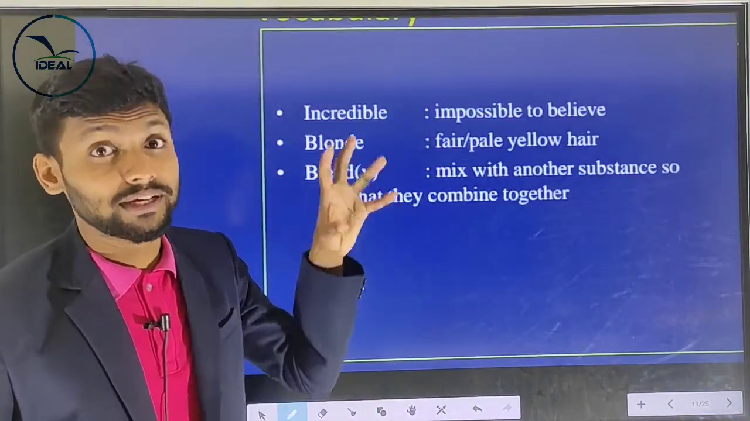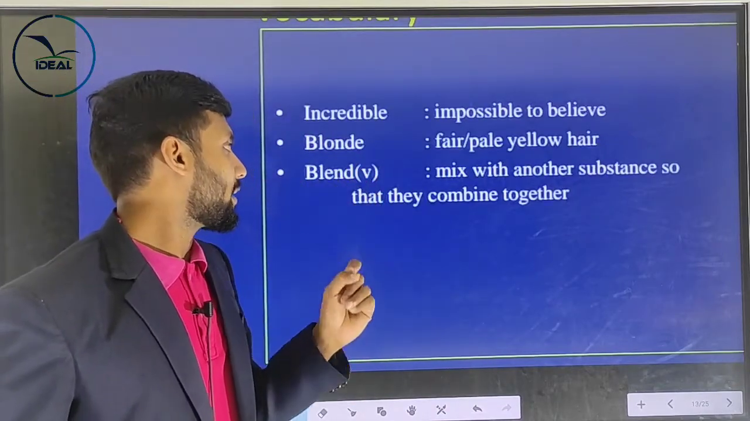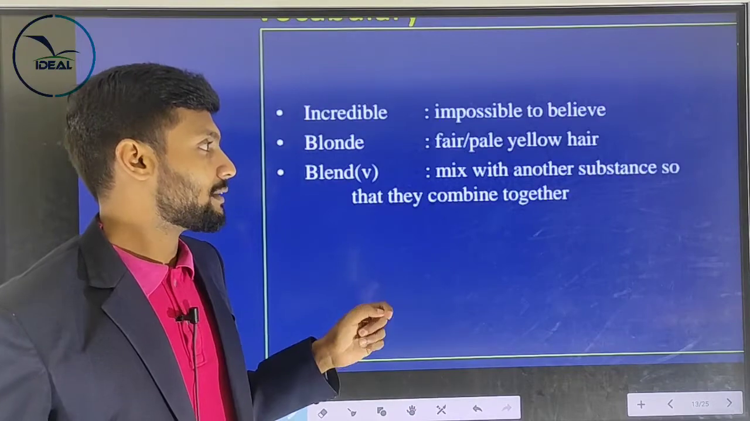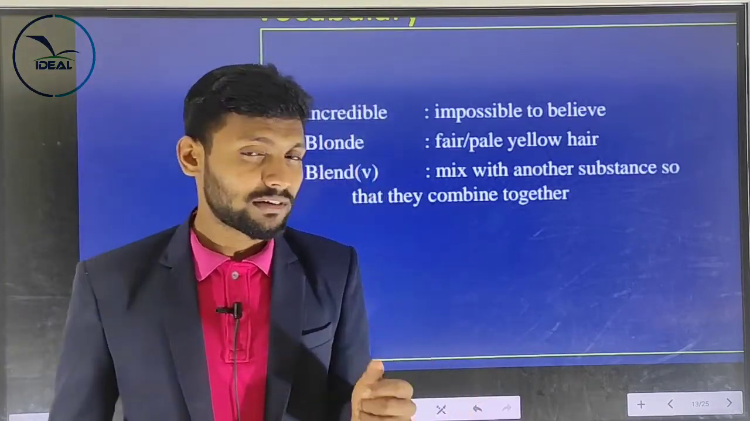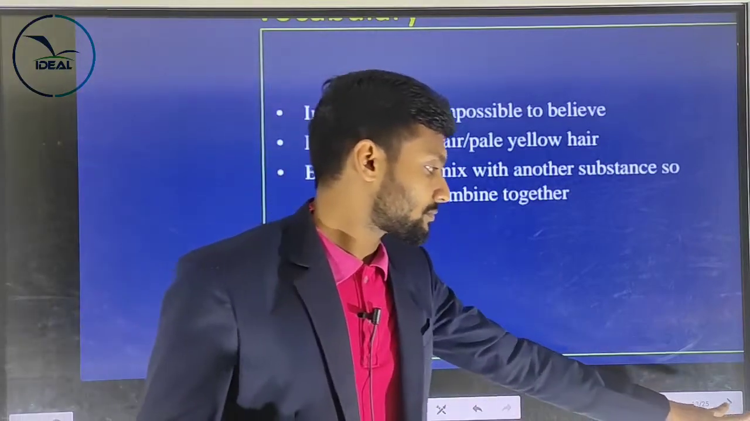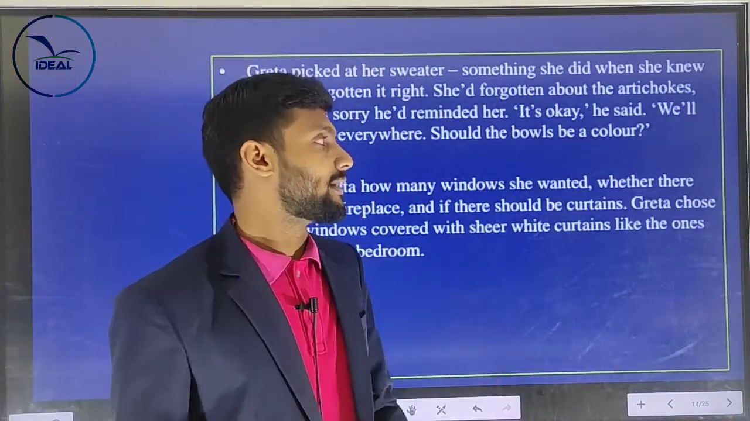Incredible means impossible. Incredible library. Blonde hair, pale yellow hair, blended, mixed with another substance so that they combine together. So that blends with the sweater. Okay. Greta's hair blends with the sweater, mixed with that.